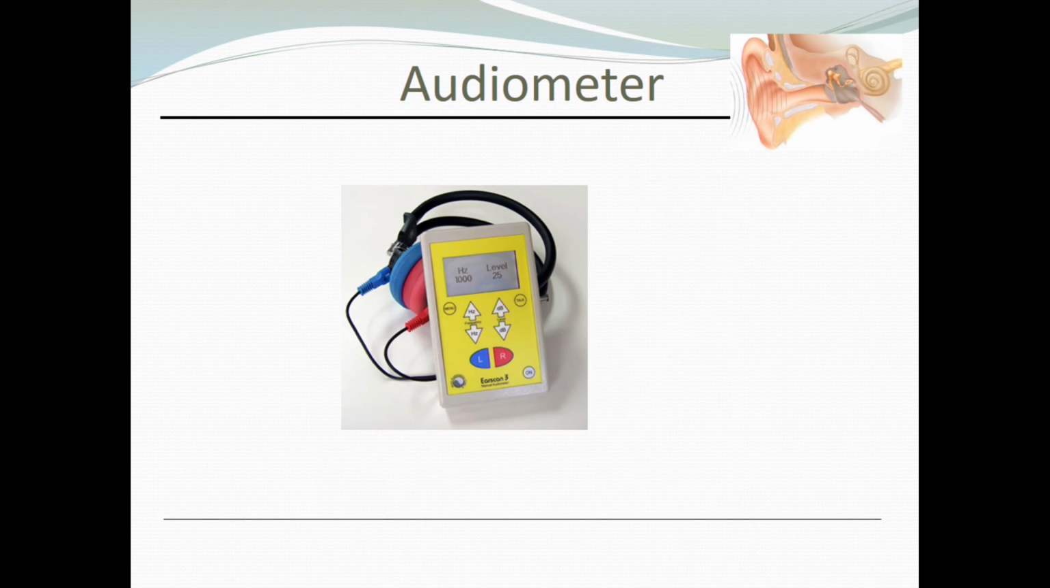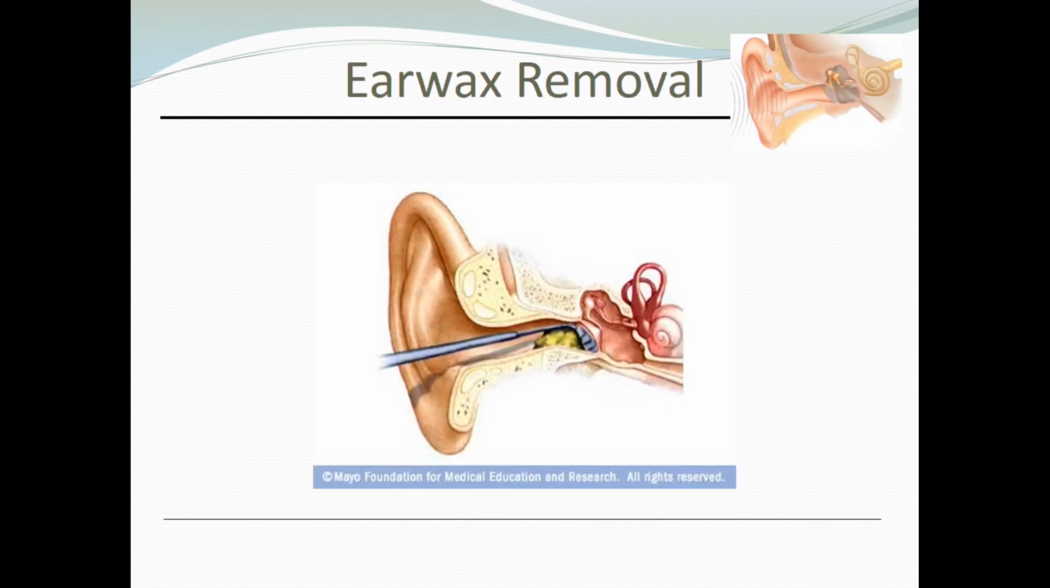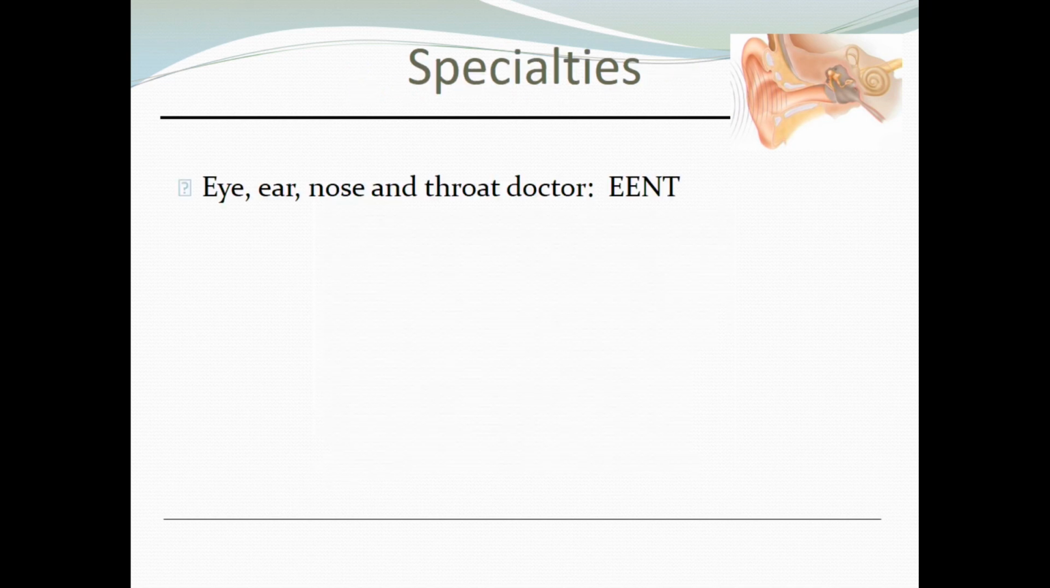Audiometers are what we use to check your hearing, and that's what one looks like. Earwax removal, again, don't do this at home. Let the experts do it. They don't use Q-tips. They use a little scraper thing, as you can see there, to scrape out extra wax. Specialties in the auditory system are the eye, ear, nose, and throat doctor. El doctor de los oídos, ojos, nariz, y garganta.